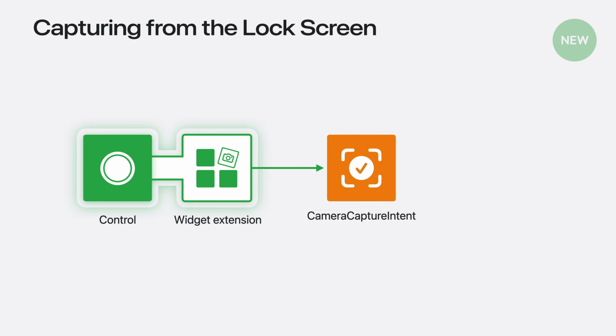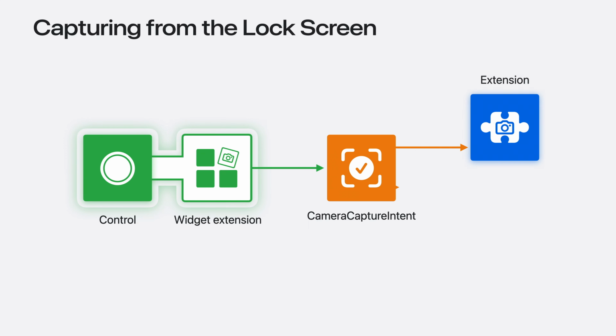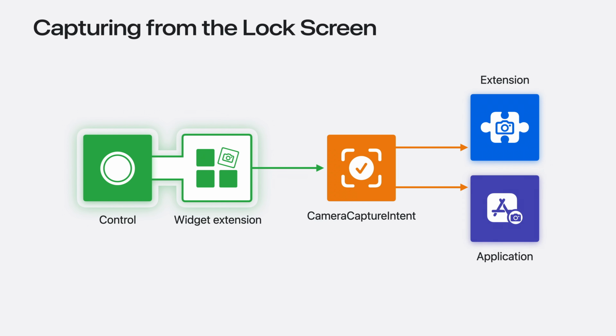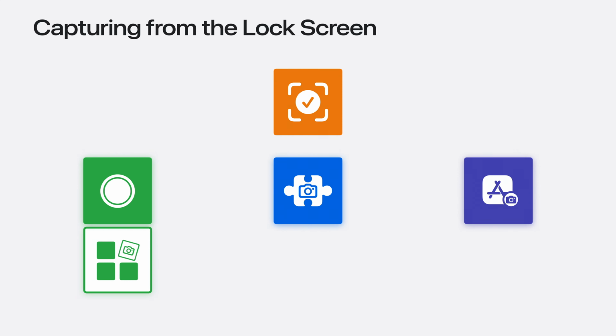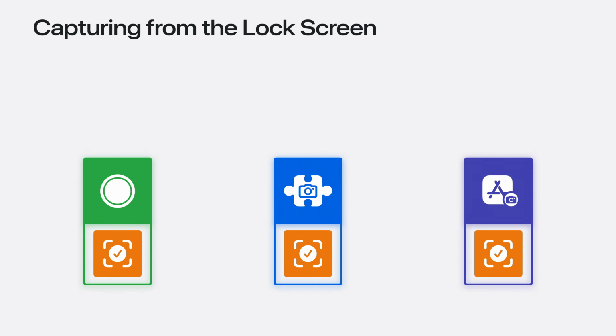Depending on conditions such as whether the device is at the lock or home screen, the system will determine whether to launch your capture extension or your application with your camera capture intent. When your app or extension is launched with this intent, that is your cue to bring someone directly to your capture experience on launch. To allow this intent to launch your extension or your application, you must include your camera capture intent in all three targets: your widget extension, allowing the intent to be used by your control, your extension, and your application.